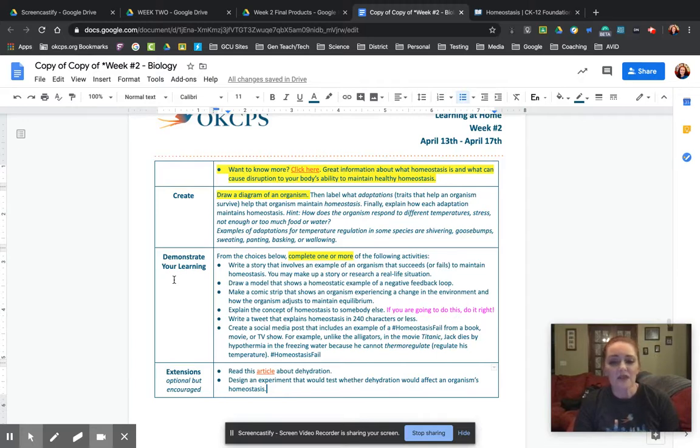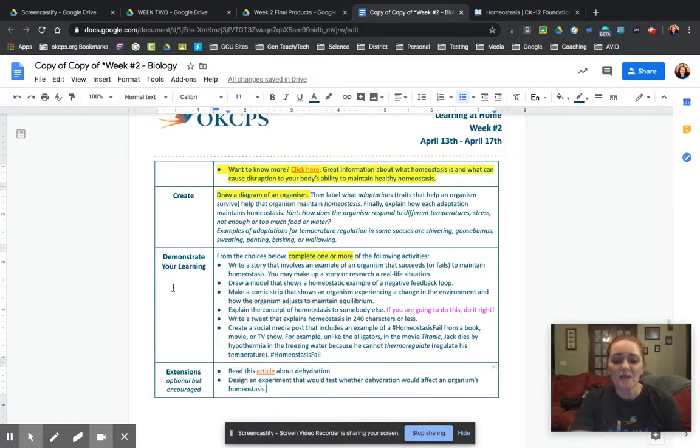Some examples that you could use are, of course, temperature regulation, stress, too much food or water, or not enough food or water. To help guide you, I have some examples of adaptations for temperature regulation in some species, and those can be things like shivering, goosebumps, sweating, panting, basking, or wallowing. If you're not sure what any of those are, feel free to use Google.